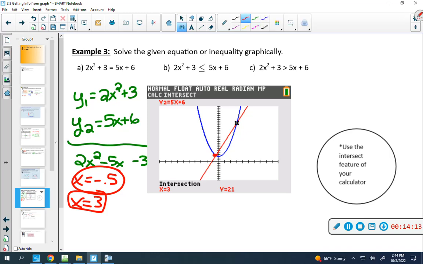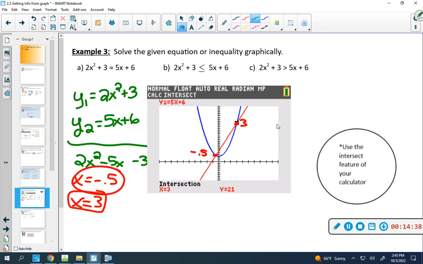This was, of course, our negative 0.5 for x. That's what I'm after. And this, of course, we've got the 3, because you're solving for x. I don't care about y at this point. We're solving for x. Okay, so now we're looking at the inequality, because we're doing it all in the same picture. Clearly, we have the same expressions: 2x squared plus 3 less than or equal to 5x plus 6.